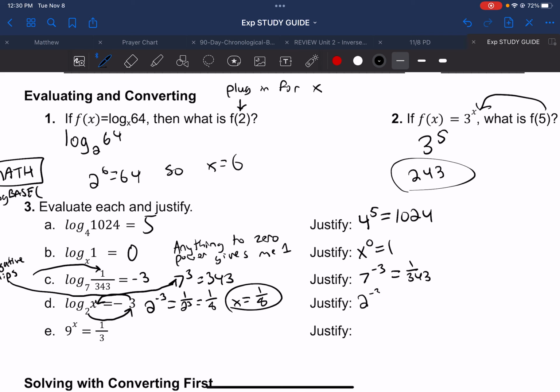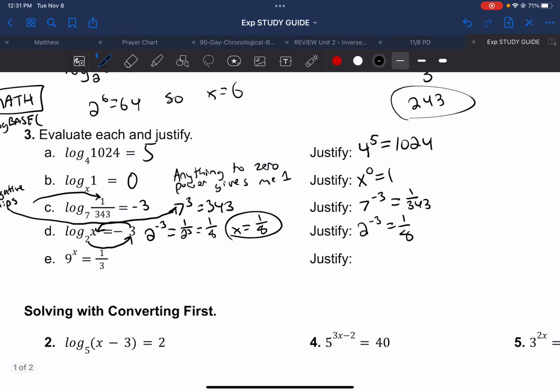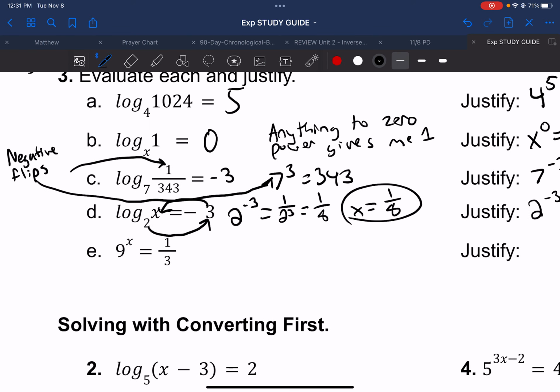2 to the negative third power gives me 1 over 8. Then here, this is just saying 9 to the what power gives me x. So right here, to evaluate, we have to use our log rules, right? How do we get something out of the exponent here? I'm trying to get it down from the exponent. So I'm going to switch back.